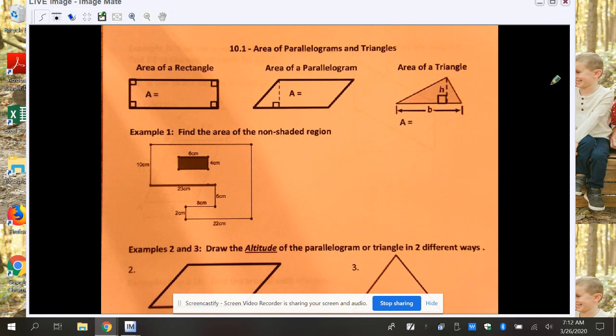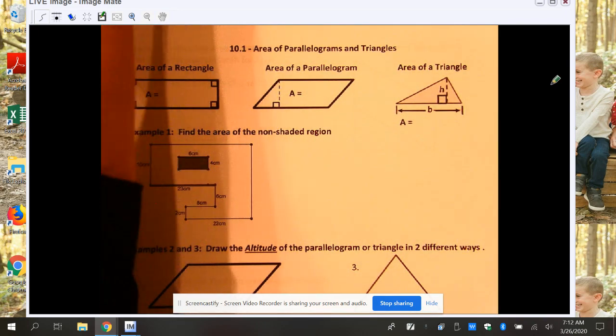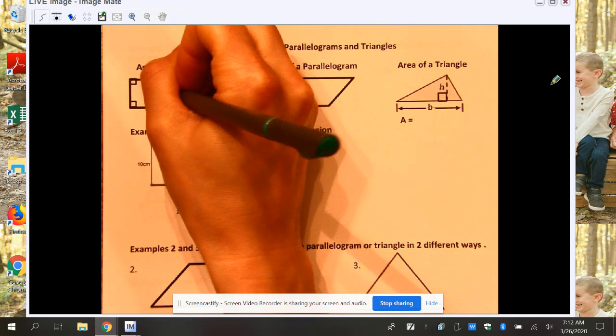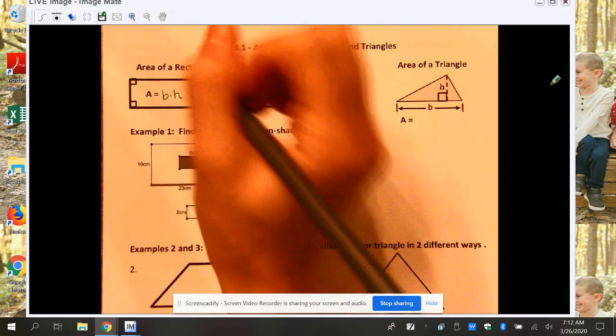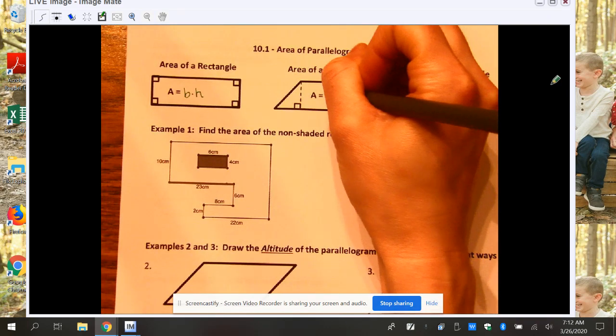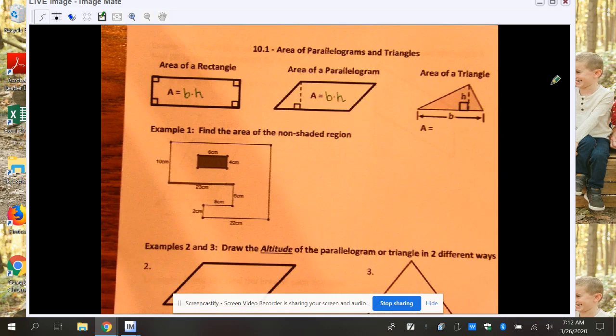So many of these formulas you guys probably remember. Like the area of a rectangle is, we're going to start calling it base times height instead of length times width, only because that'll make it easier when we get to surface area and volume. The area of a parallelogram is actually the same as the area of a rectangle.